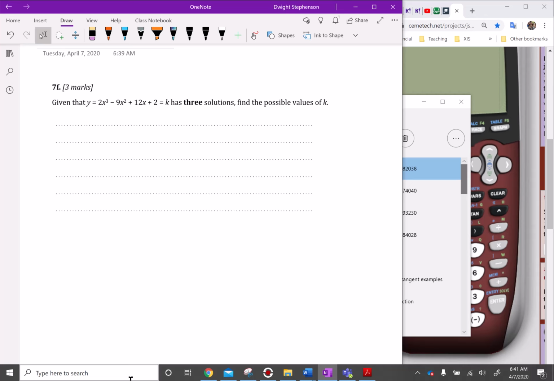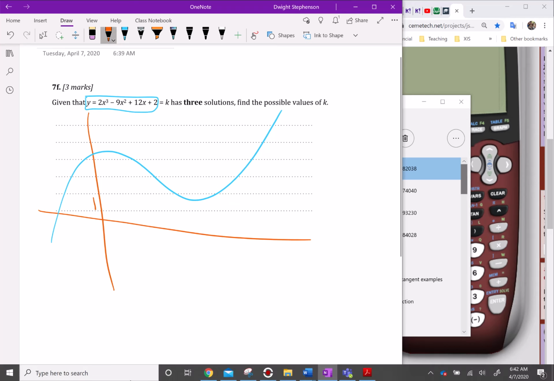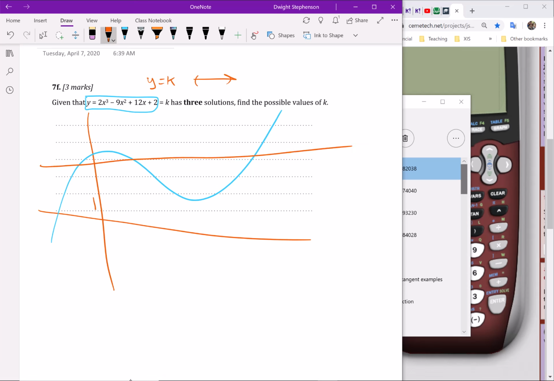Graphically, what it means is that if I had a graph of 2x to the third, and so on, it might look something like this, right? And that's this piece. We're saying when this equals k, another function, which will just be a horizontal line, it has three solutions, which means if I graphed both of them, we're trying to find what k value will give 3 points of intersection with this function. So what we want to do is graph it, and then maybe that'll help us see it a little bit better.